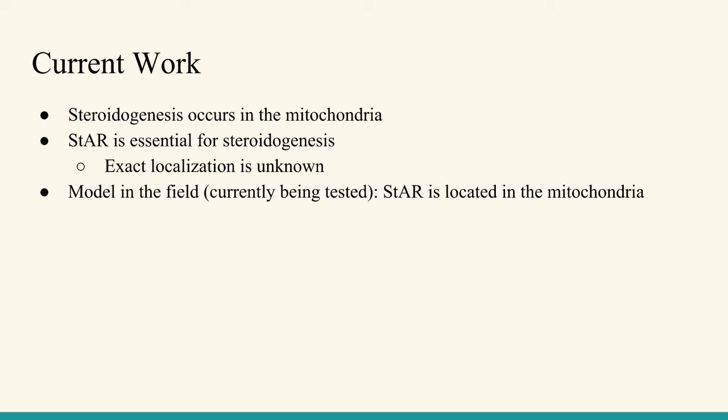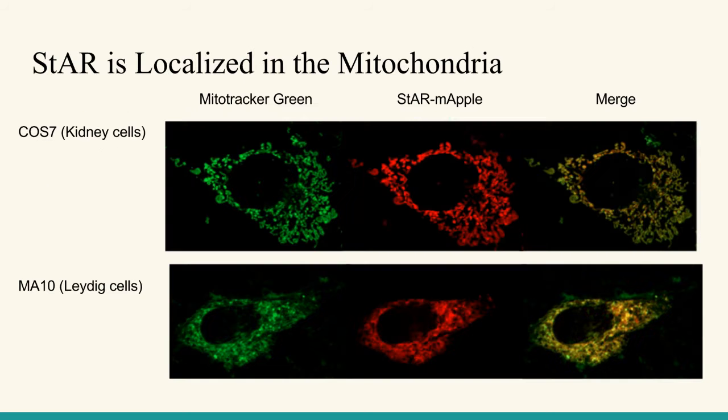So the current work is that steroidogenesis occurs in the mitochondria. STAR is essential for steroidogenesis, but we still don't know the exact localization. And the model in the field that's currently being tested is that STAR is located in the mitochondria.